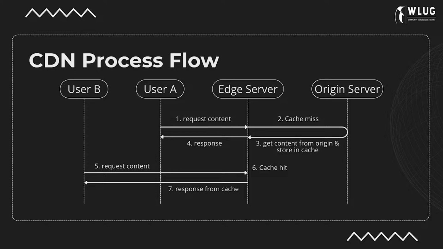Now, assume user B requests the same content. The request goes to the nearest edge server, and a cache hit occurs since the data is already present. This response is then given back to the user. I hope that this is clear.